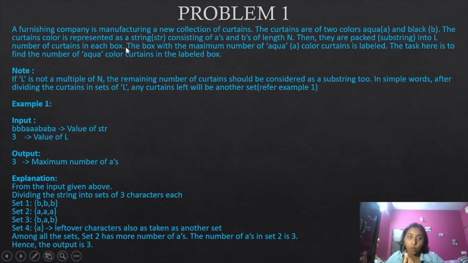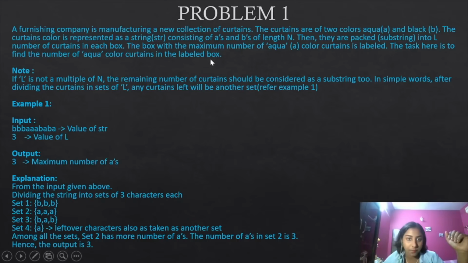So L, we know, is the number of curtains in each box. The box with the maximum number of aqua-colored curtains is labeled. So the box which has the maximum number of aqua-colored curtains is being labeled. The task here is to find the number of aqua-colored curtains in the labeled box.